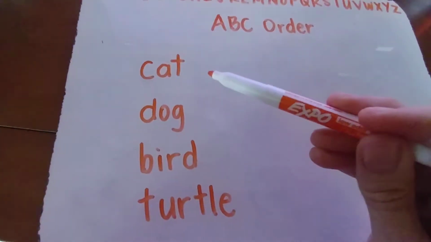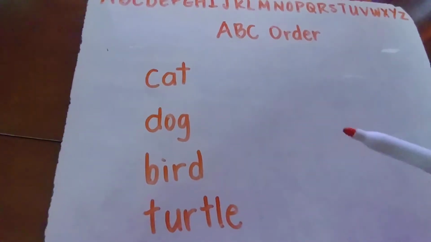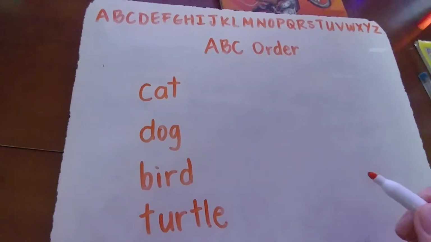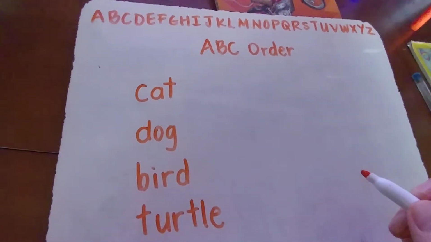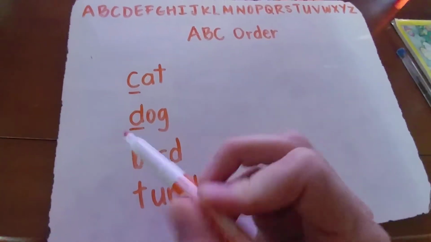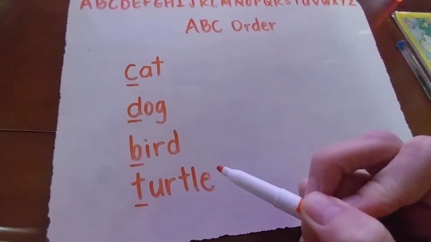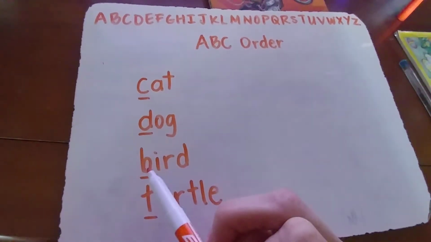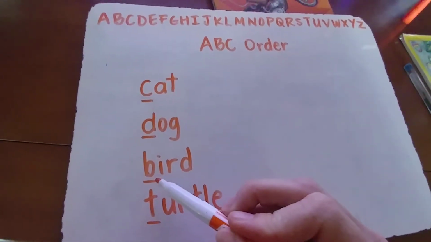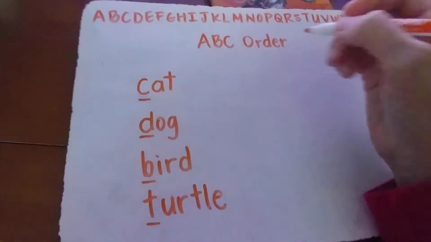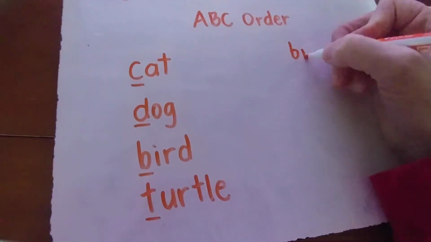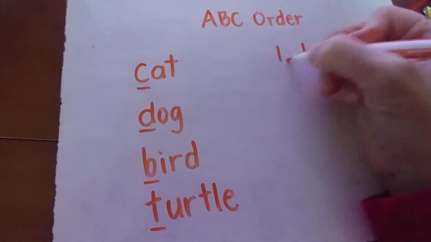So let's say you have 4 words. I have cat, dog, bird, turtle. If I'm going to put these words in alphabetical order or ABC order, I want to put them in order based on where their first letter is in the alphabet. So I look at the first letter, C, D, B, T. Now, when I look at the alphabet, I see that B, second letter, obviously, bird is going to be the first word that I put in alphabetical order because B comes before C, D, or T. Okay, so bird would be number 1.